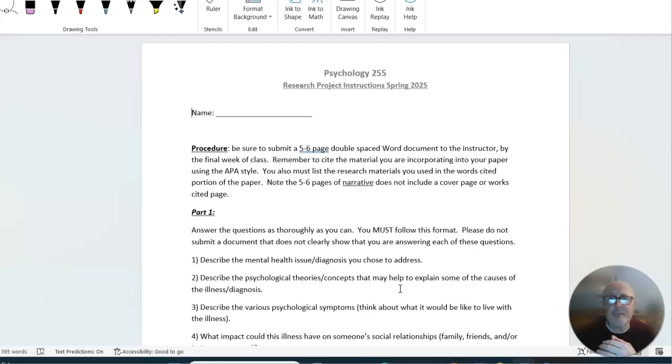So here are a few things to keep in mind. One, I want you to give me, and I'll tell you when I ask you to turn in a draft or when I ask you to turn in the final version, a minimum of 5 to 6 double-spaced pages of a Word document. That should not include your works cited page or a cover page. I want 5 to 6 or more pages of something to read. So a narrative, in other words.